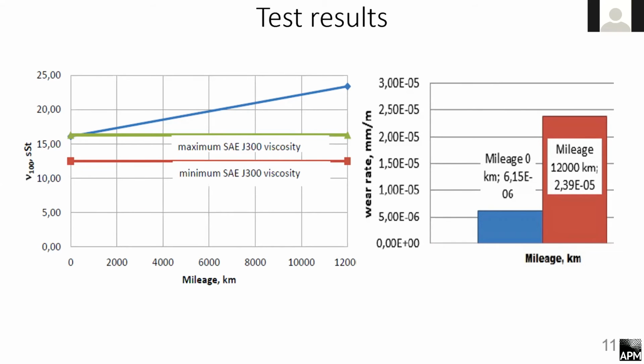The wear rate of the samples during friction in pure oil was 6.15 times 10 to the power negative 6 millimeters per meter, and during friction in the used oil, it increased to 2.39 times 10 to the power negative 5 millimeters per meter. The viscosity measurement results showed an increase of more than 30%, from 16.3 millimeters squared per second to 23.4 millimeters squared per second.